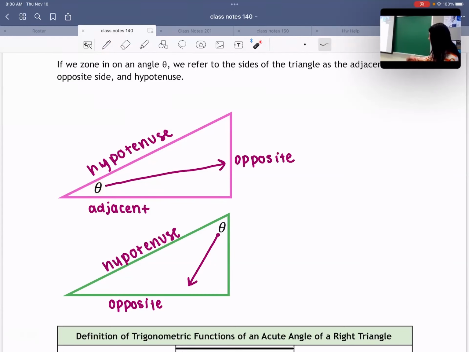Now, on the other hand, if I'm focusing on this angle, the side that is adjacent to or next to this angle is this one here, okay? So this is the adjacent side there, okay? So I know the terms seem weird, but they literally mean exactly what it's saying about the angle, okay? The opposite is on the opposite side. The adjacent is adjacent, okay?